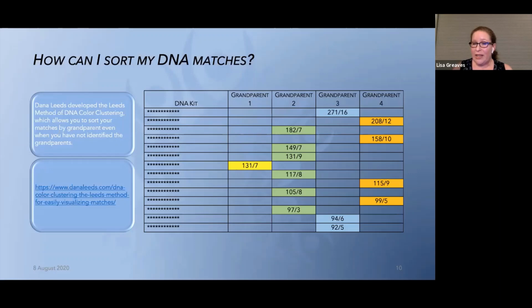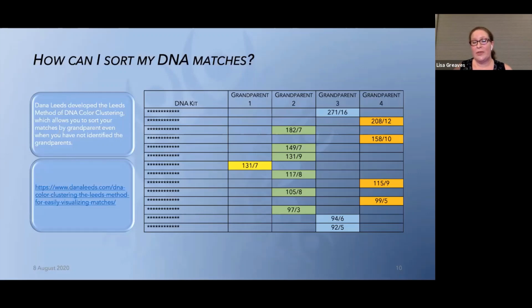But in a nutshell, what you're doing is separating or sorting all of your DNA matches as if they were playing cards. So you're sorting the hearts, you're sorting the clubs, you're sorting the diamonds and the spades. You're sorting your DNA matches by each of your four grandparents. And you can do this even if you don't know who your grandparents were. So even if you were adopted and you didn't know who your grandparents were, this method will still work for you.